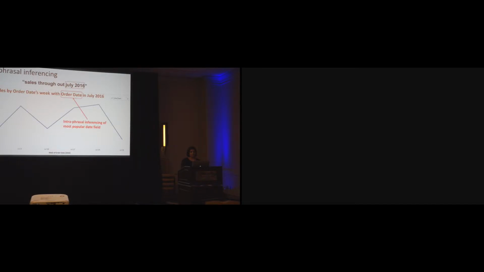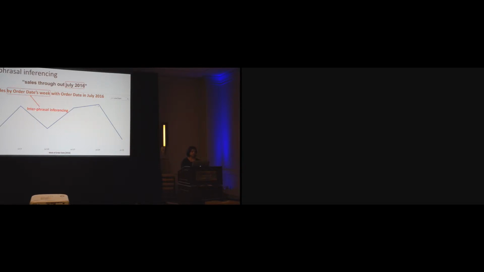The second form of inferencing we support is what we call interphrasal inferencing, which addresses underspecification between analytical expressions. This is because of the constraints of the query language, but also to improve the analytical usefulness of the visualizations themselves. So an example here, sales throughout July 2016. And here, for July 2016, the attribute on which to filter is missing. So this is the intraphrasal example that I talked about.